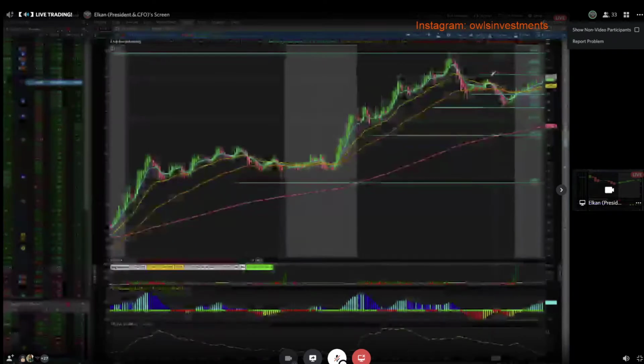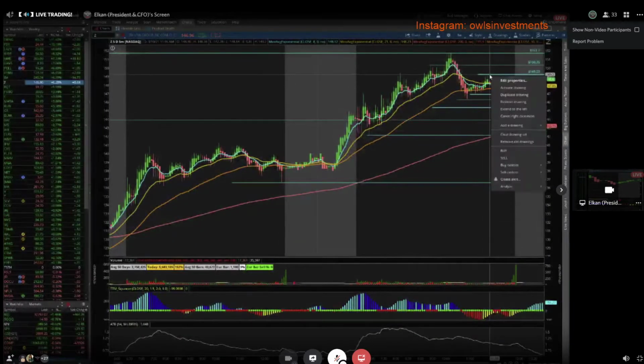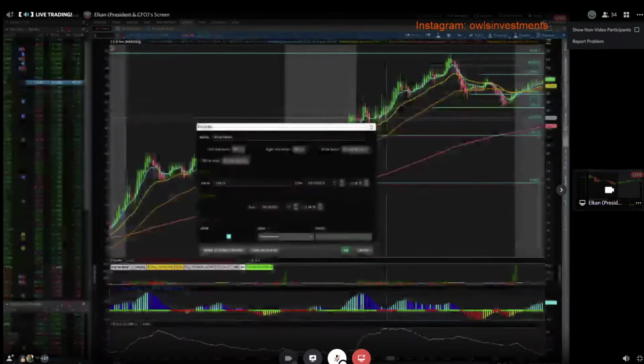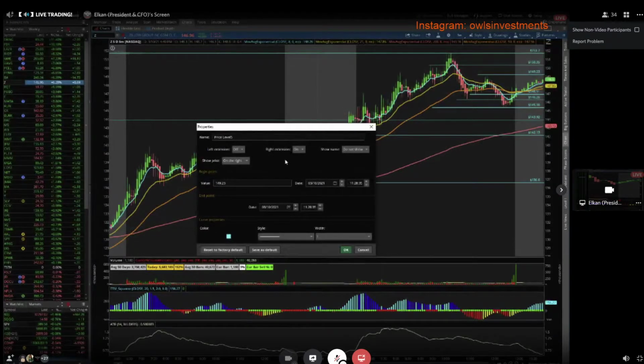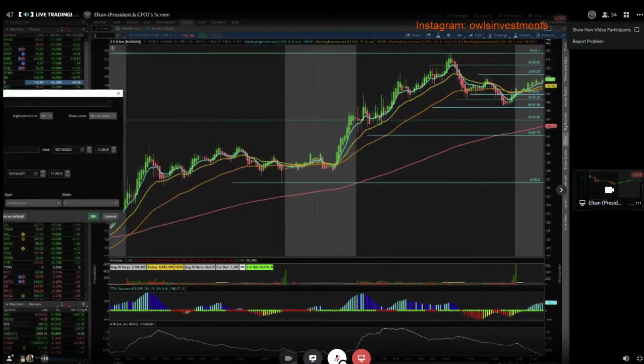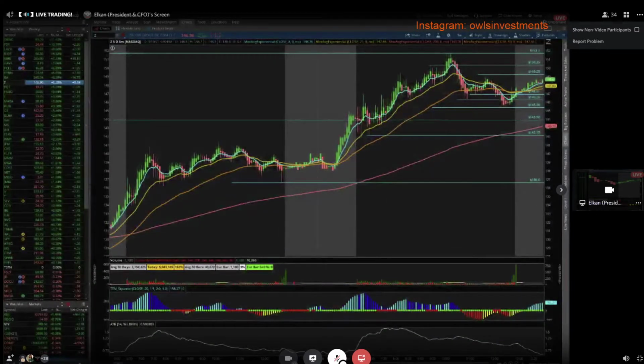The way I have this set up, I have it on the right click, edit properties, and this is how I have it set up. So as you say, no show name, right extension on. That's why when I draw it, it goes all the way to the right. Left extension is off. That's why we don't see them extending all the way here, the ones that end here. Show price on the right. So let me take a screenshot of this and send it to you so you can have it.